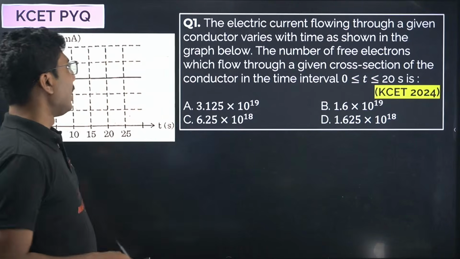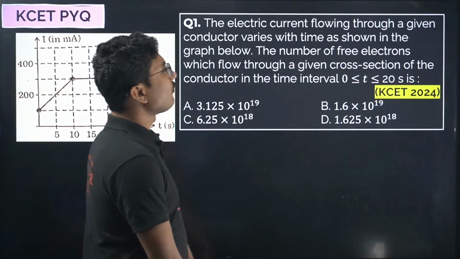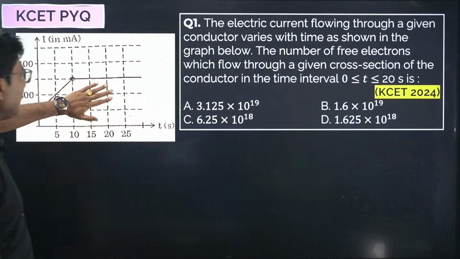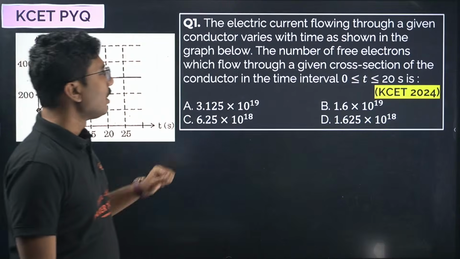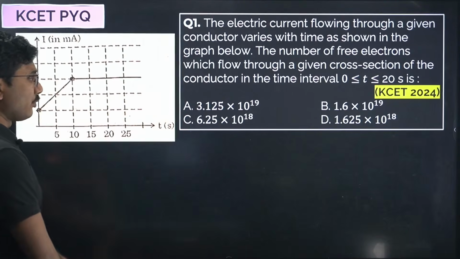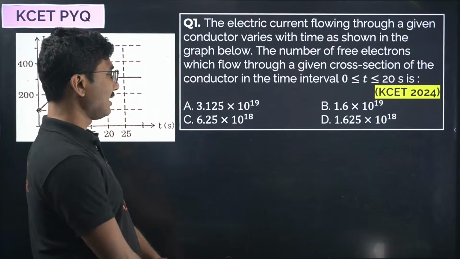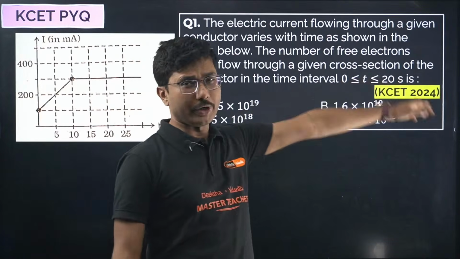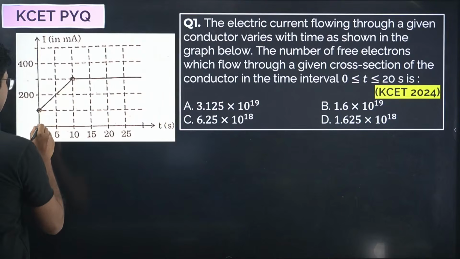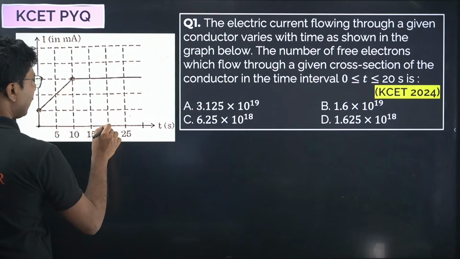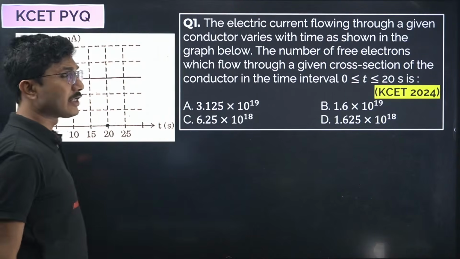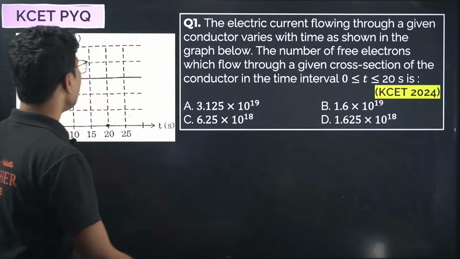Now answer this question. The electric current flowing through a given conductor varies with time as shown in the graph below. This is the graph. The number of free electrons flowing through a given cross section of the conductor in the time interval t equals 0 to 20. So we have to start at 0 and move till 20, and during this duration we have to find not the charge but the number of electrons. So how to do that?